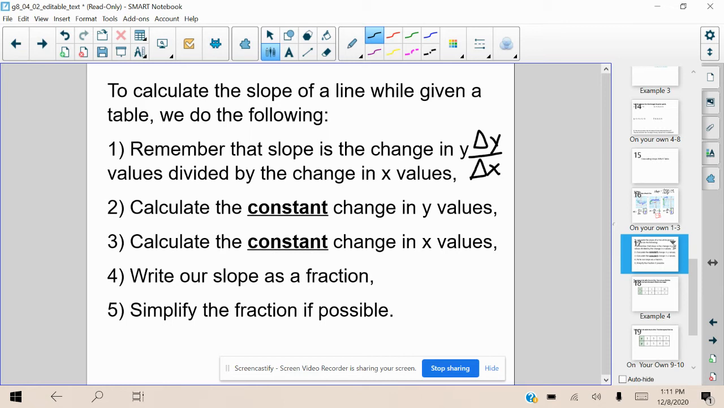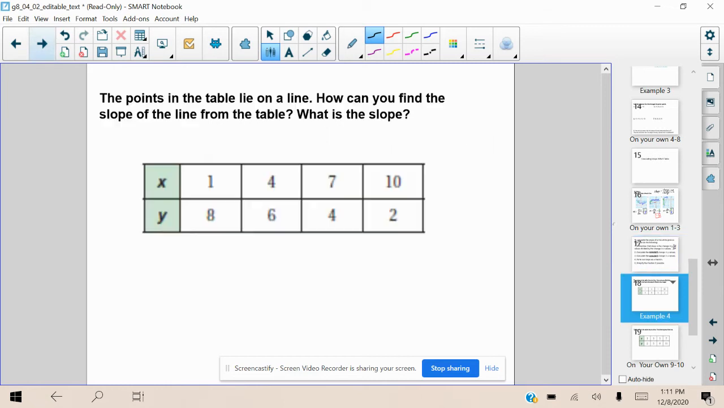Then we're going to calculate the constant change in x values. Again, if we're going right 3, we should be going right 3 every single time. We're going to write our slope as a fraction, and then we're going to simplify the fraction if at all possible, like we did in the do now. So let's put these words, I should say, into an example.